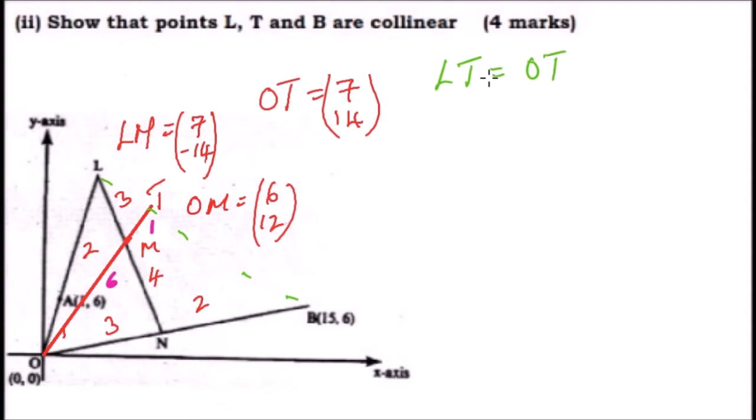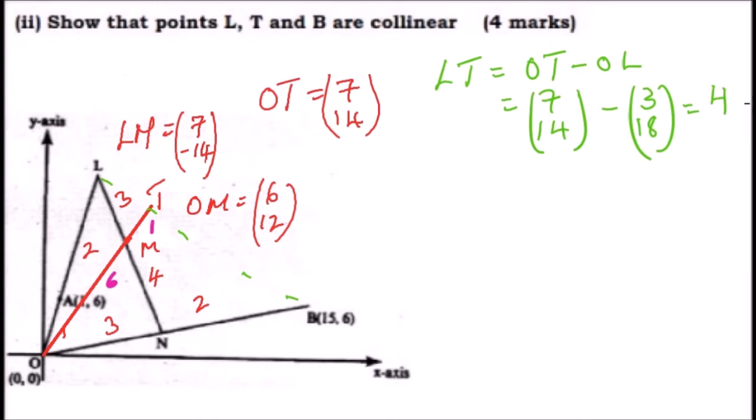OT minus OL, where we know OT we found it is (7, 14), and we minus our OL, which is 3 OA, which is (3, 18), and we will be able to get 7 minus 3 is 4, and 14 minus 18 should give us minus 4. So that is LT.